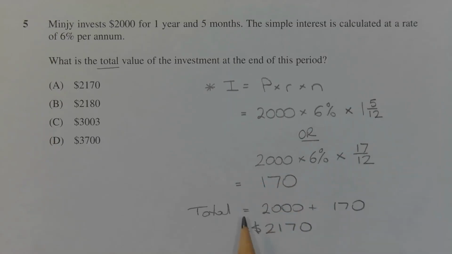Evaluating this expression, that gives us $170 in interest earned. So to find the total value of the investment, we take the initial amount invested, which is $2,000, add on to that the interest that we just calculated, which is $170, and that gives us $2,170. Therefore, the correct answer is option A.